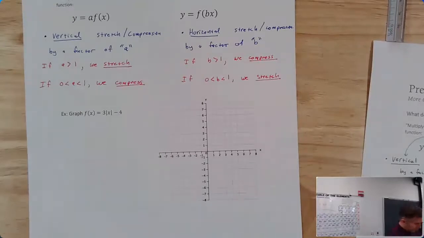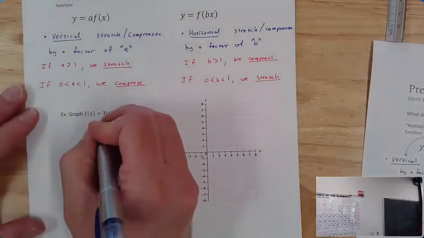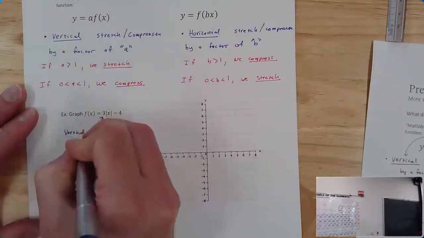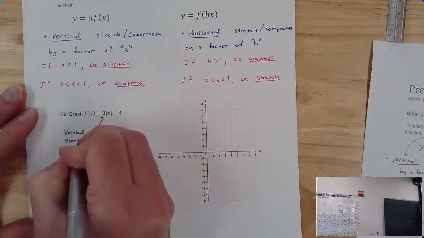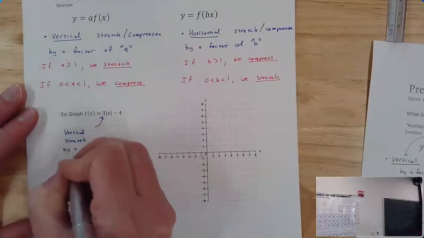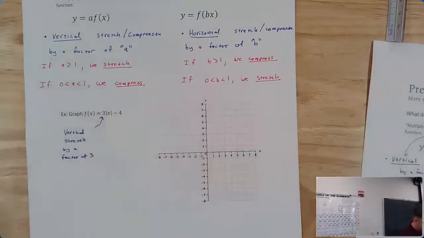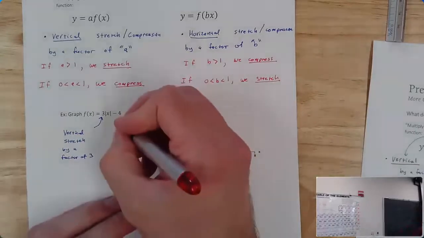So we're going to graph f of x equals 3 times the absolute value of x minus 4. So here's what we're going to see. Let's see if I can use some colors appropriately here. So this 3 is going to give us a vertical stretch by a factor of 3. And then the minus 4, of course, is going to shift us down by 4.